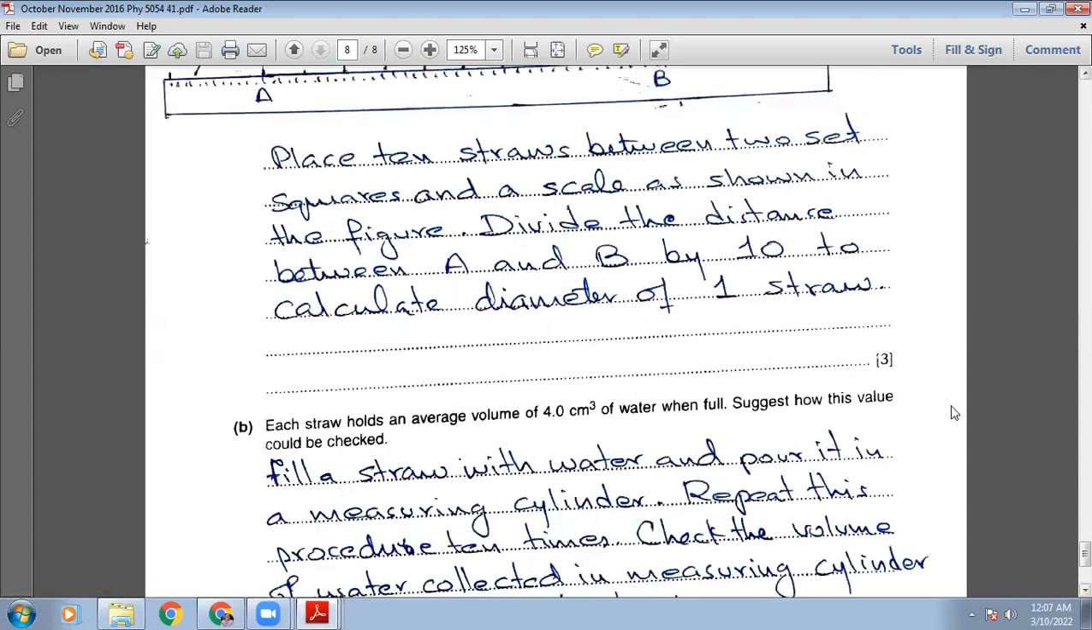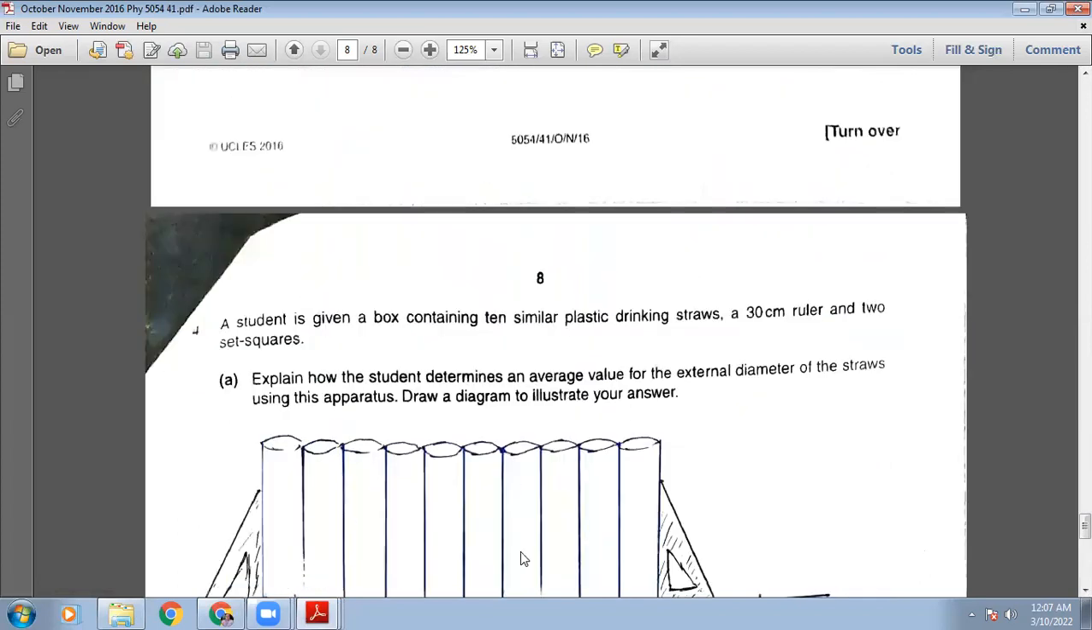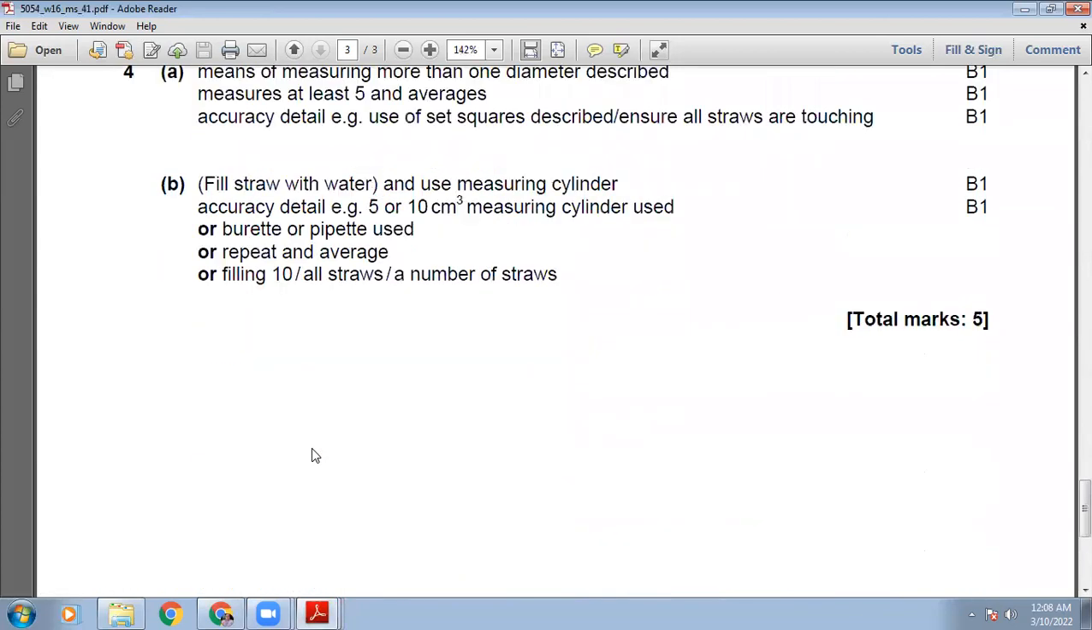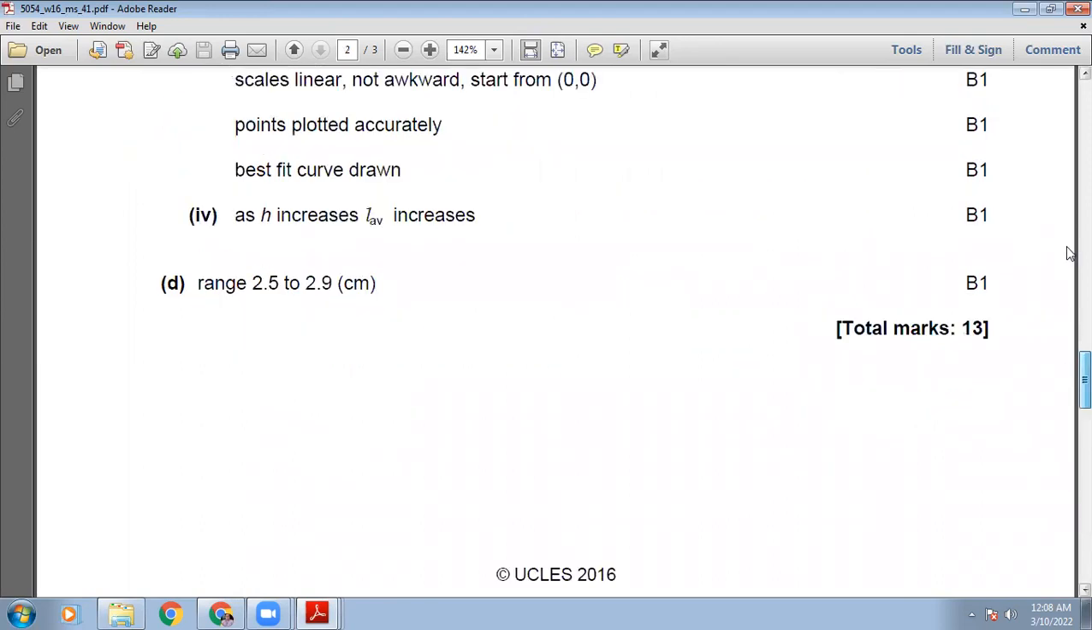So, my dear students, we are done with this ATP paper. But before ending this paper, let's pause the video. That's the marking scheme for question number 4. Just check your answers, compare my answers with the marking scheme. It's a very important habit.